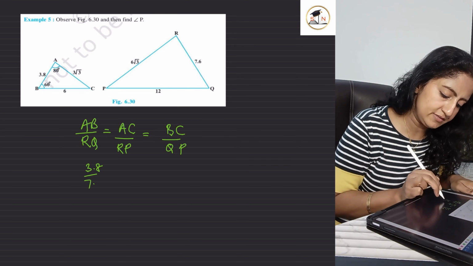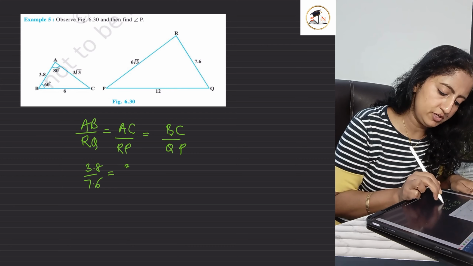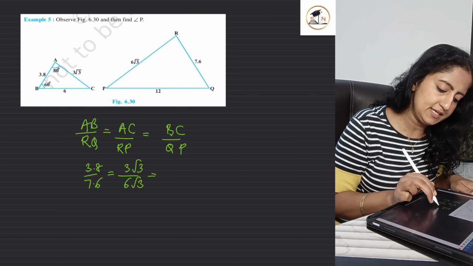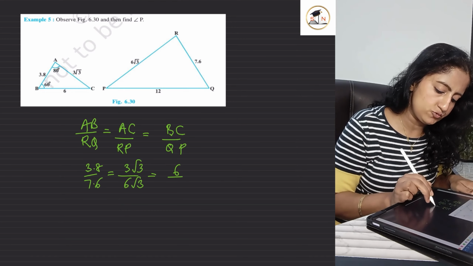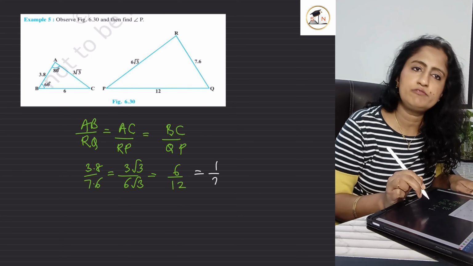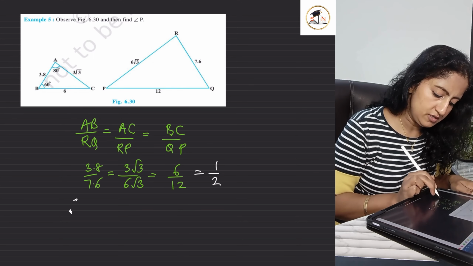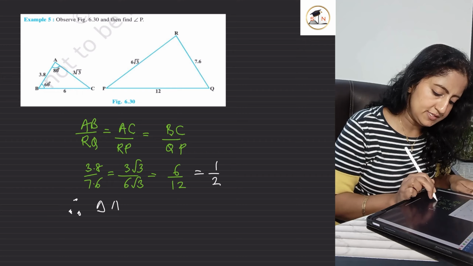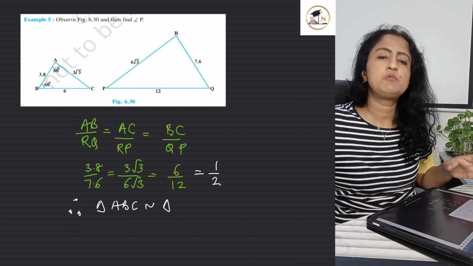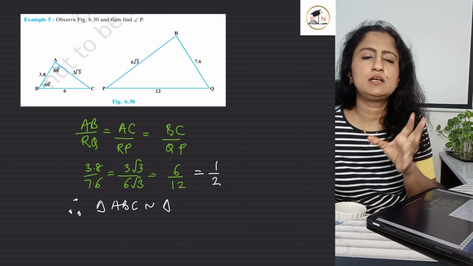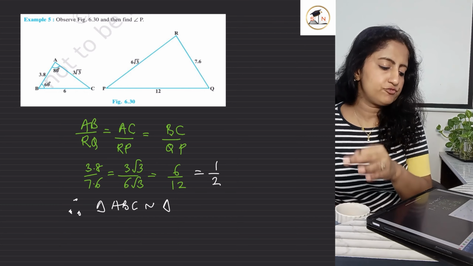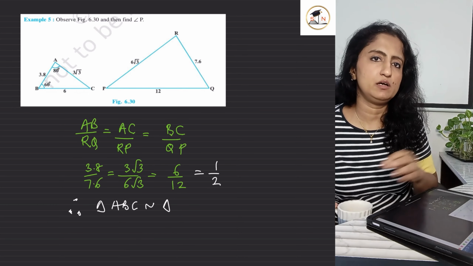Okay, अब triangles का क्या नाम बना, and first let's substitute the values. What we get, AB is 3.8 over 7.6, AC is 3√3 and RP is 6√3, then BC is 6 and QR is 12. What we get, this equals to, we get they're all equal to half, right? So therefore triangle ABC is similar to triangle. Now tell me, what is going to be the name of your second triangle? पहले ट्रायंगल का नाम सेट करना तो easy है, कुछ भी ले लो. The thing is, you have to set the second triangle's name over here, right?